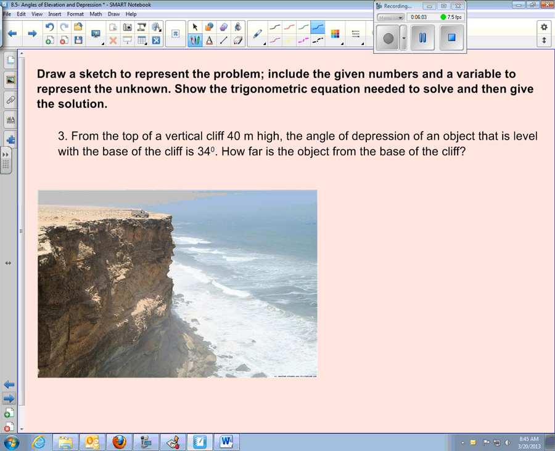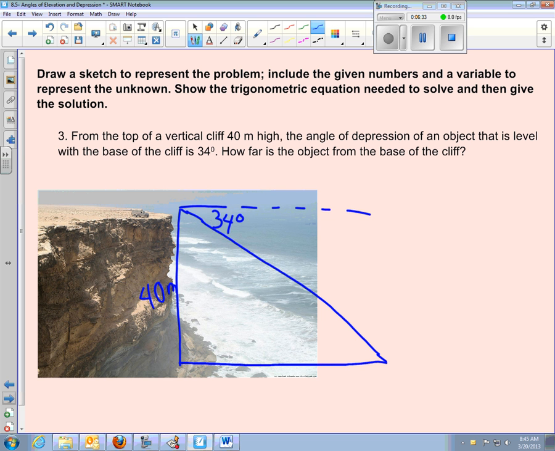All right, so let's go ahead and try some more of these. From the top of a vertical cliff 40 meters high, the angle of depression of an object that is level with the base of the cliff is 34 degrees. How far is the object from the base of the cliff? All right, so our cliff is going to be 40 meters high, and it has an angle of depression, so that means that if we go down, it's got a 34 degree angle of depression. And we want to know how far away is that object from the base of the cliff.